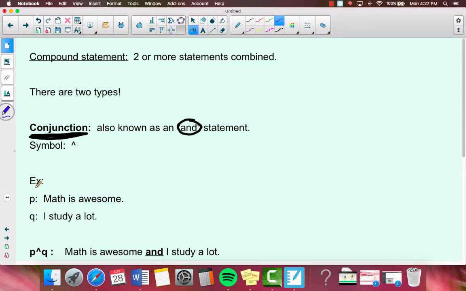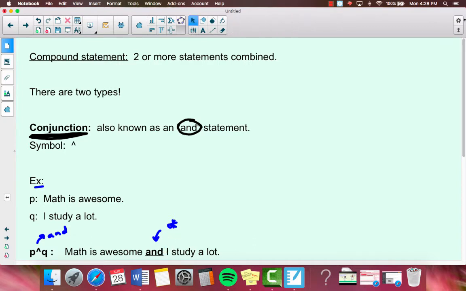So if I give this example here, I have 2 statements. I have "math is awesome," that's statement P, and in statement Q, "I study a lot." If I ask for the conjunction, this is how it'll be written: P, and then that little symbol means "and," Q. Then I take those 2 sentences and combine them into one sentence with the word "and" in it. So I would say, "Math is awesome, and I study a lot." Notice I bolded and underlined "and" because I have to have that word in there. That's very important, so make sure you include the word "and" in it.